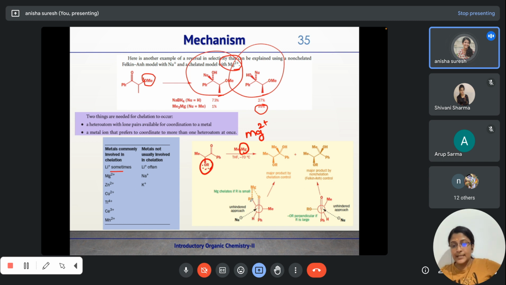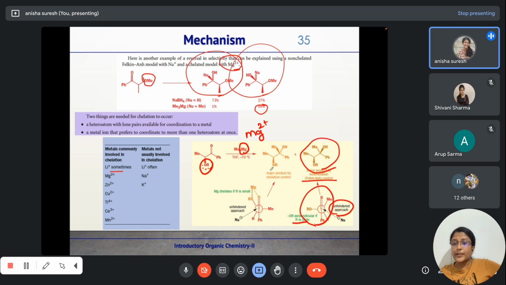We have seen that this OR will be the group that is perpendicular, as R is large. Normally, according to the Felkin model, this OR will be perpendicular to the carbonyl. R is a large group, so OR should be perpendicular to the carbonyl group, and the nucleophile will attack in this direction as per unhindered approach, resulting in this product. This is the major product by non-chelation, that is Felkin control.